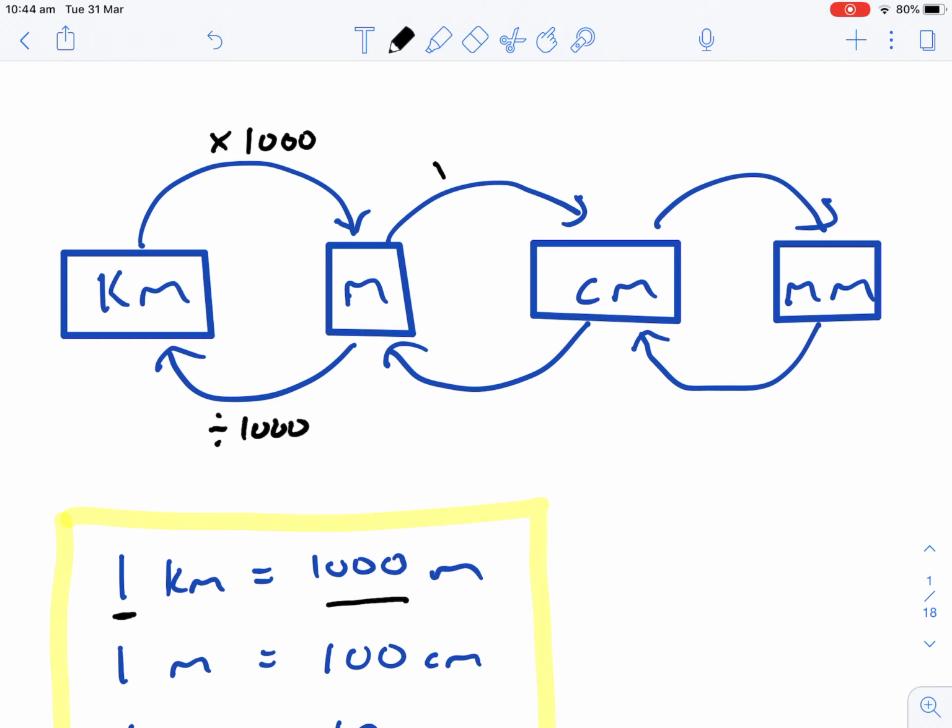Likewise, when I carry on along the line, if I'm going from metres to centimetres, I know my number's going to get bigger, so therefore I'm going to times by that 100. And if I started with centimetres, going backwards to metres, I'm going to get smaller, so I divide by 100. Likewise for the last one, the conversion is 10. So if I'm going from centimetres to millimetres, my number will get bigger, so I'll times by 10. And if I'm going in the opposite direction, I'm going to divide by 10.